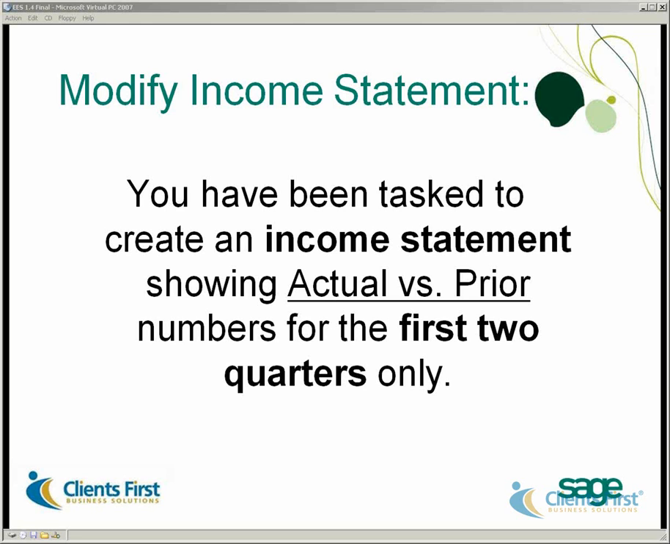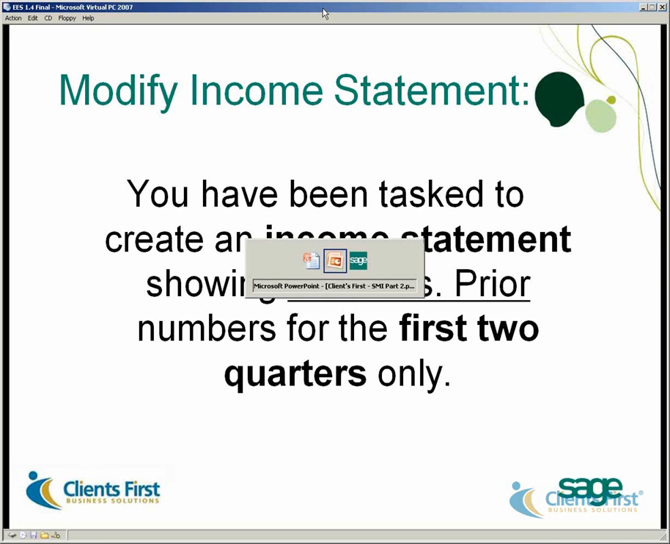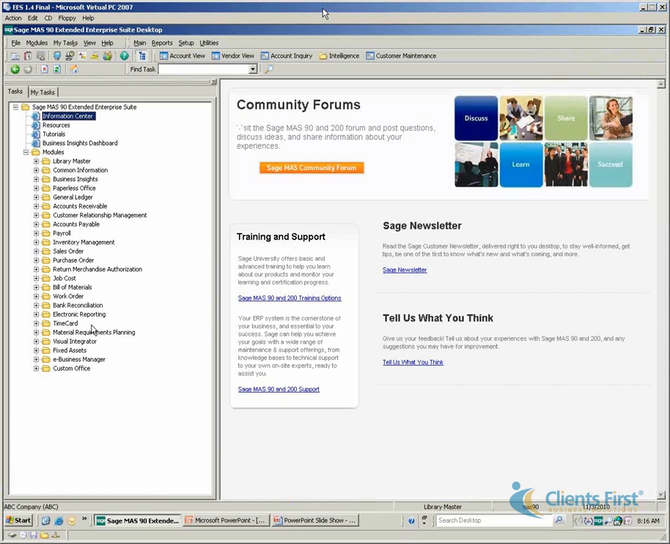Okay, so example number 1, we're going to modify an income statement. You've been tasked to create an income statement showing the actual versus prior numbers for the first 2 quarters only. So this can make sense from a couple different options. Obviously with Sage, you have periods, you have quarters, and depending on how you have your fiscal year set up, it can be challenging reporting off multiple different periods. So let's take a look at the Sage Intelligence tool, how we would do that.